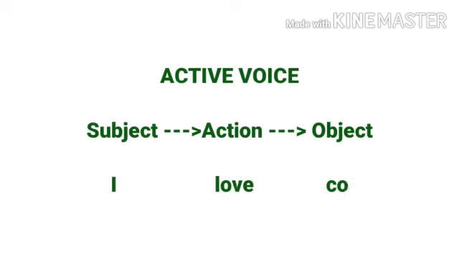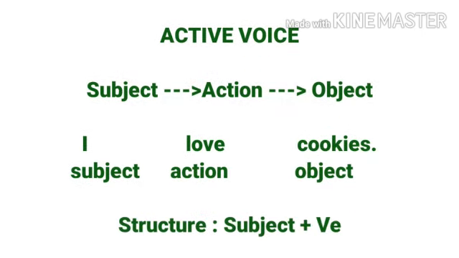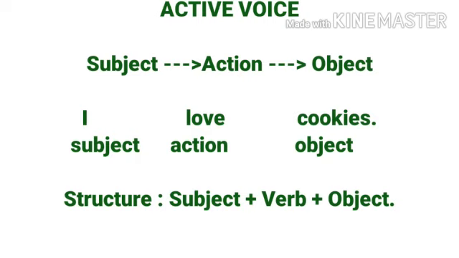What is an active voice? Active voice is when the subject performs the action and the object receives the action. For example, I love cookies. I is the subject and love is the action, and who or what is at the receiving end is cookies, so it will be the object. The structure for this kind of sentence will be subject plus verb plus object. Remember this structure properly.